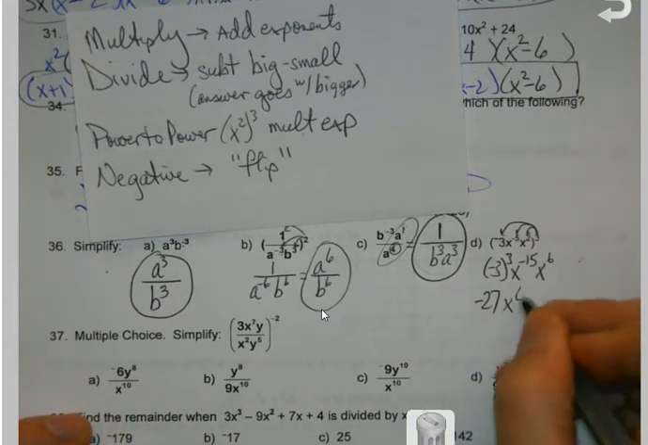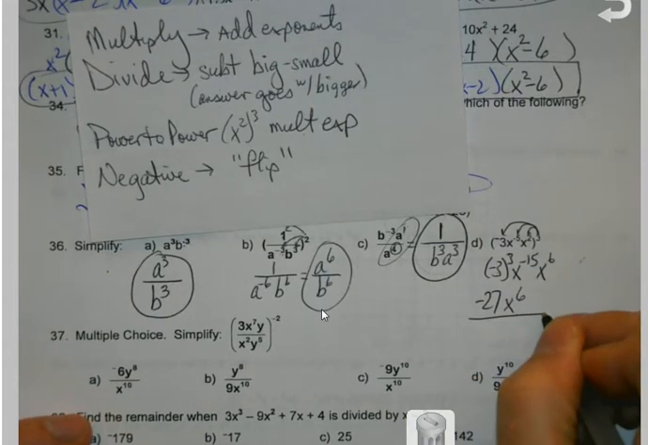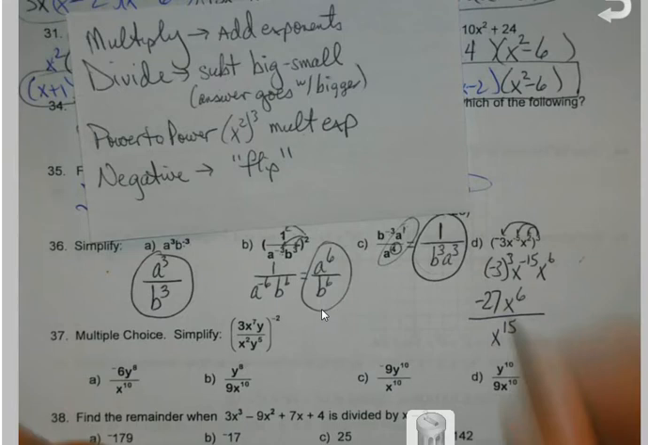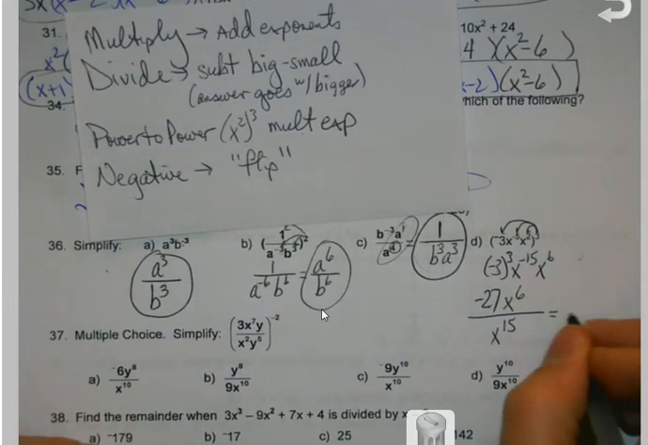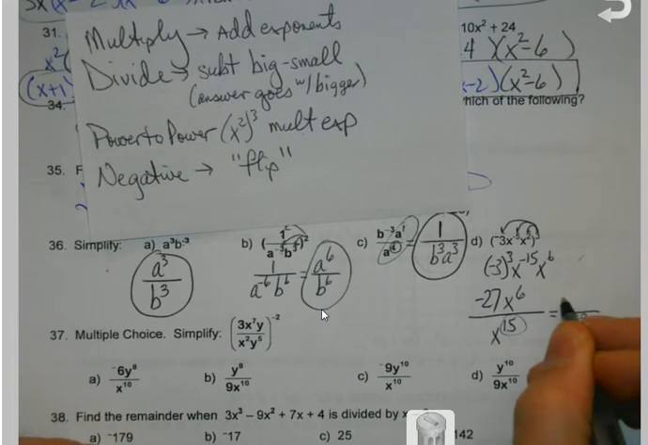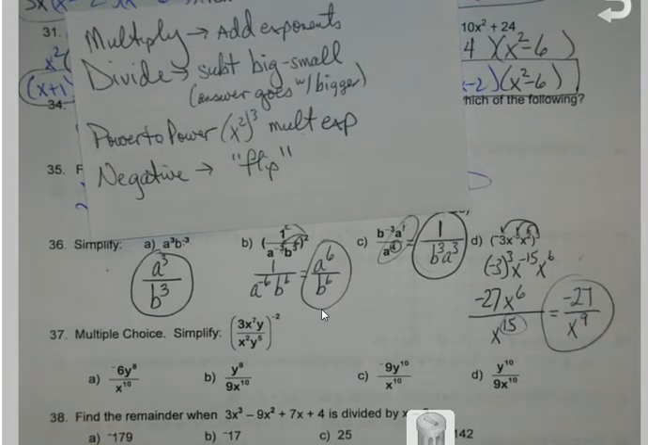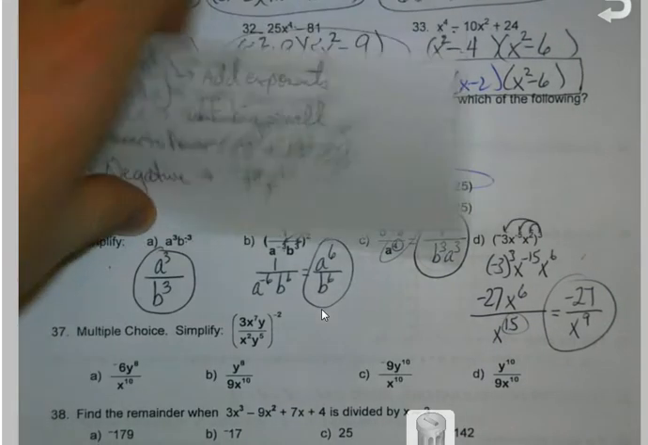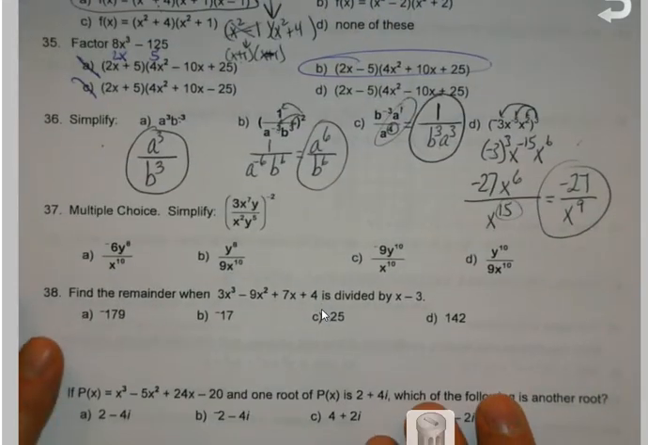x to the sixth can hang out. The only thing that needs to flip is x to the negative 15th. Now you're like, well, wait a minute. If I flip that, I don't have to flip negative 27, negative exponents only. So, one last thing I need to do. I'm dividing. I need to subtract my exponents. 15 minus 6 is 9. Larger valued exponent in the denominator. And I'm good to go. Okay. So those are the type of things I need to be remembering with these as I'm doing my exponents.